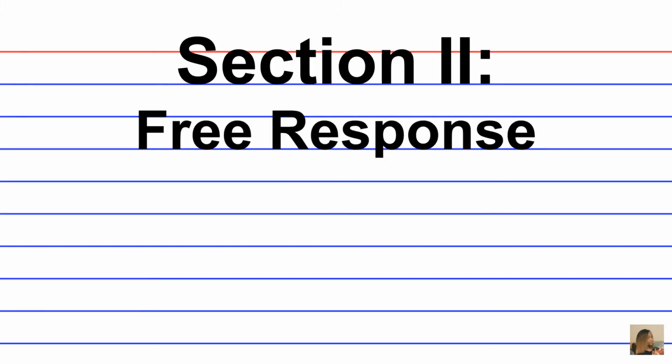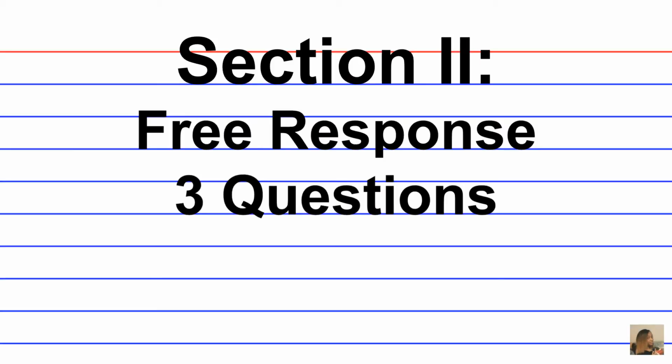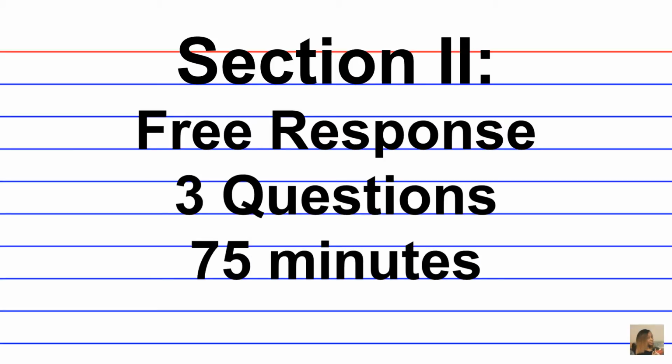Remember that section 2 consists of free response questions. There are 3 questions that should be formatted as short essay answers, and you have 75 minutes to complete them, so allocate your time properly. The free response section is 50% of your exam score. You're required to define and explain and apply geographic concepts and also interpret geographic data. Okay?